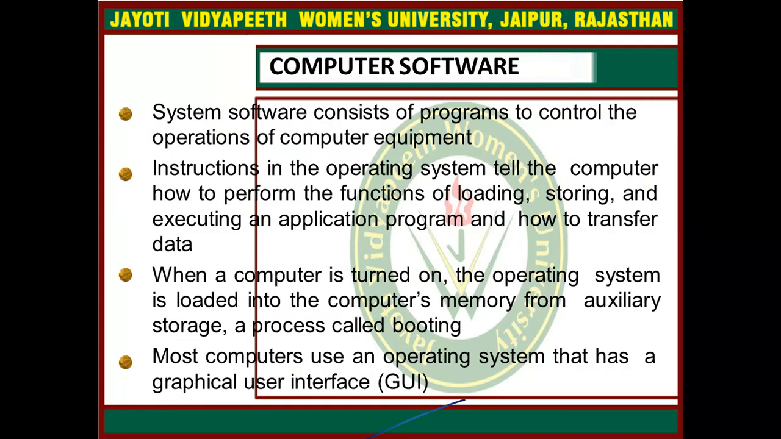Now come to the computer software. In this, there is system software, which consists of programs to control the operations of computer equipment, and the instructions in the operating system tell the computer how to perform the functions of loading, storing and executing an application program and how to transfer that data.